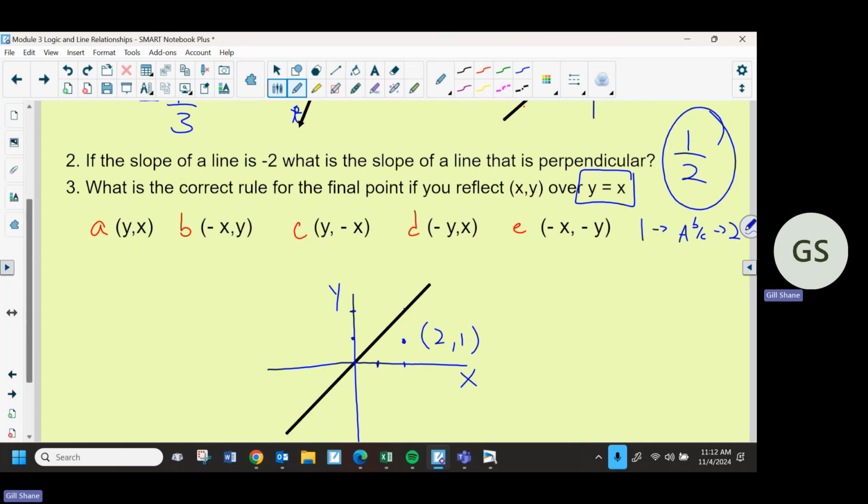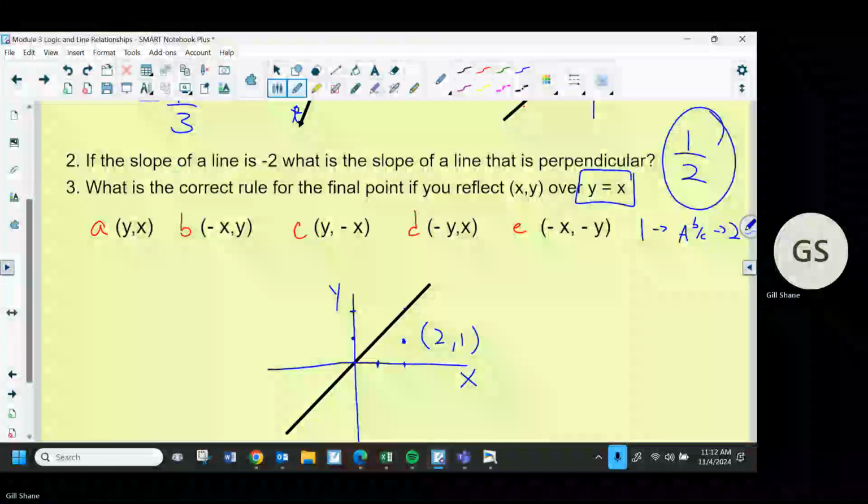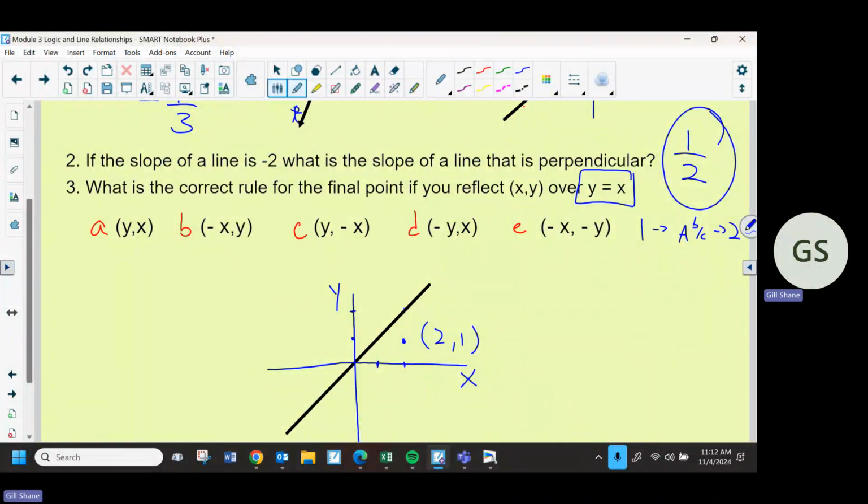So if that's my original point, what do I do to reflect over the y equals x line? Z, what do I do when I'm doing the reflection part? What do I do? No matter where the point is, I go in what direction? It's not a left-right answer. That would be up or down, left or right. It's not always horizontal, not always vertical. Well, it's toward the line of reflection.